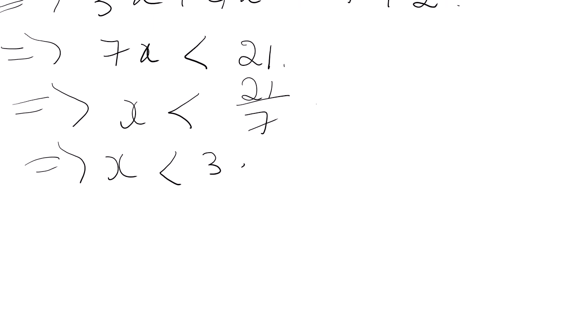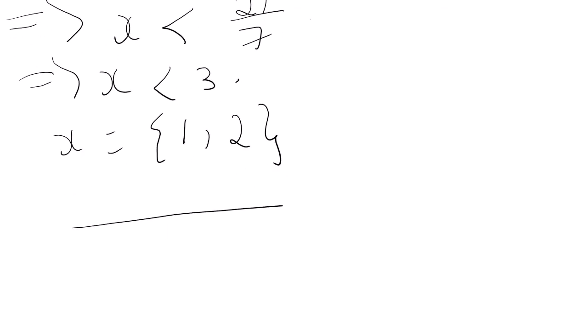Now x belongs to natural numbers. So solution set will be 1, 2, because it cannot be 3 because it is less than 3. It can't be more than that. And if it has to be shown on the number line, that is how it is.